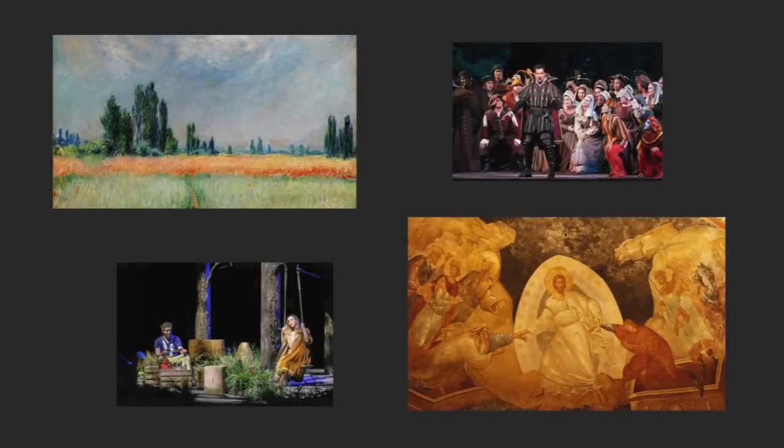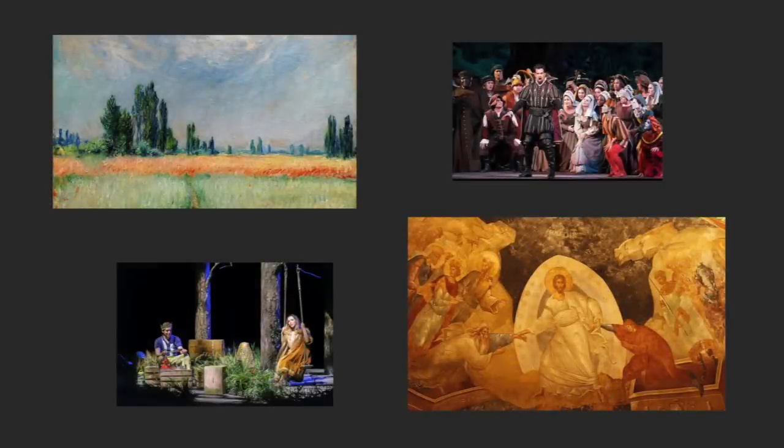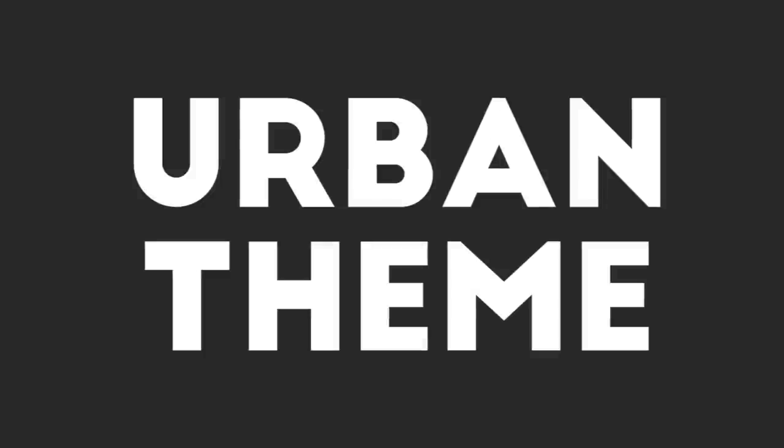Unlike many themes such as nature, the mystique, and religion that are found in a lot of traditional classical music, the theme that accompanies many of his works is the urban environment.